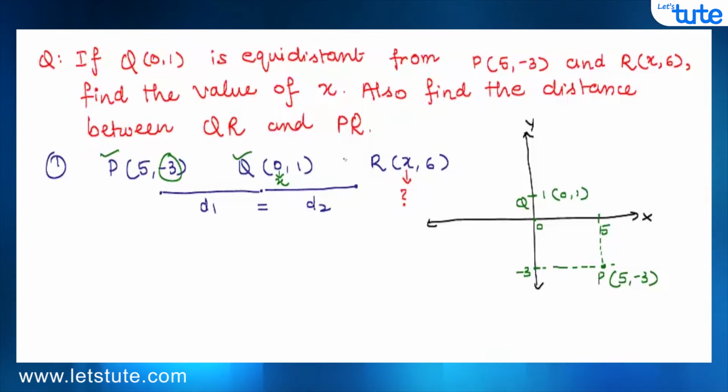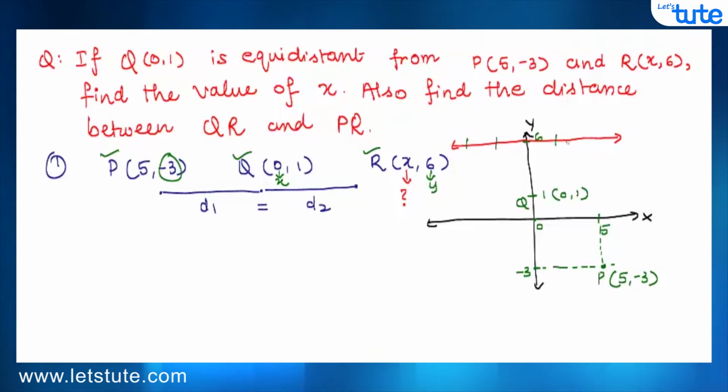And where is the point R? Here we only know the y coordinate. The y coordinate is 6, but we don't know the x coordinate. So what we will do is we will try to gather all the points with the y coordinate as 6. How can we do that? We can definitely do that. Suppose here the point 6 is lying on the y-axis, then all the points lying on this line will have y coordinate as 6. I want to tell you that the number of points on any given line are infinite.